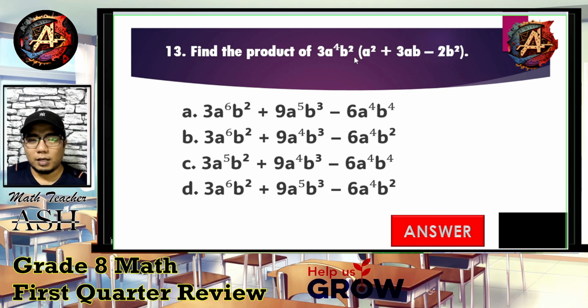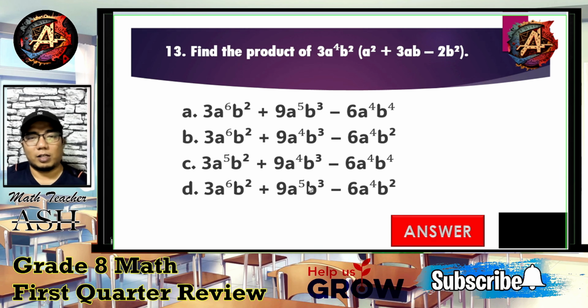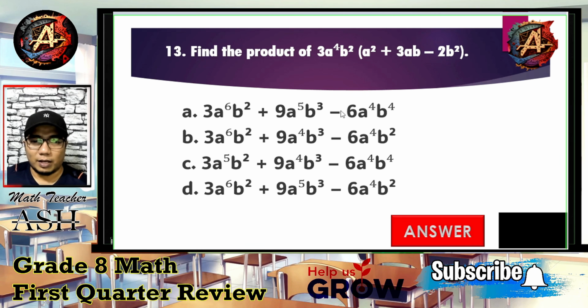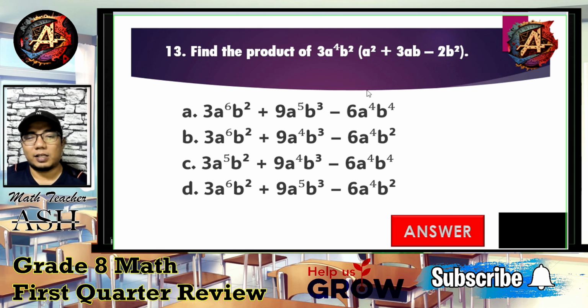And then for b, b squared and b, that would be b cubed. So b cubed, b cubed. All right, so still correct. Now, let us go to the last. 3a to the fourth b squared times negative 2 or minus 2b squared. So that would be 3 times negative 2. That would be negative 6. Negative 6, negative 6. Okay, still correct.